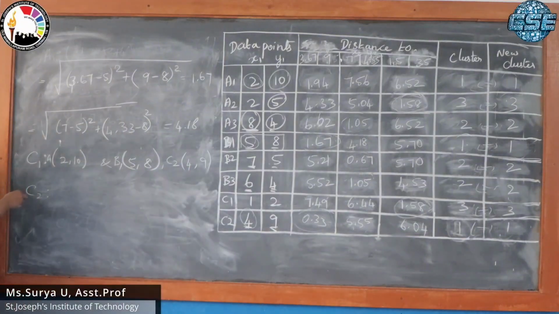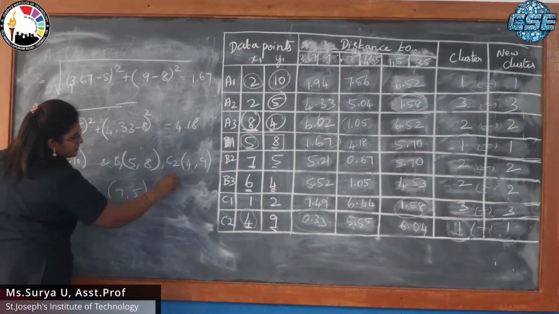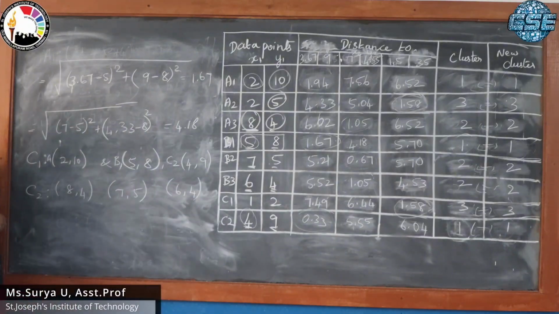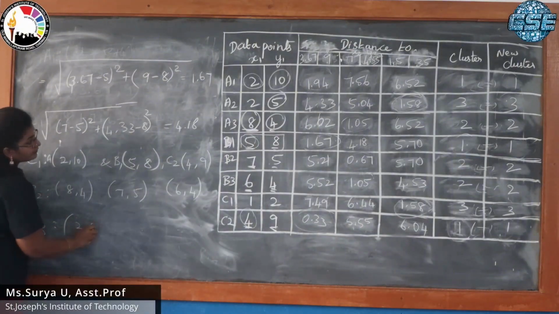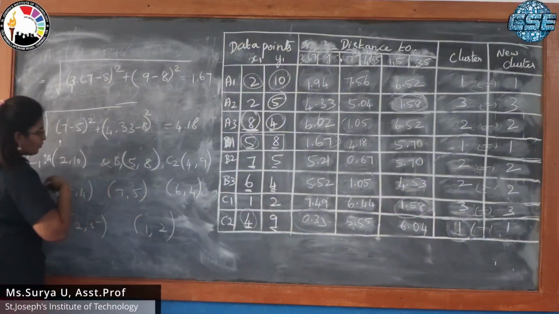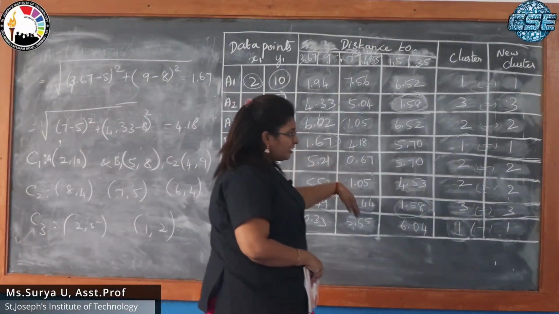And what about the second cluster? You have 3 values again for the second cluster. So 8 comma 4, 7 comma 5 and 6 comma 4. These data points belong to your second cluster. How about the third cluster? The third cluster has 2 data points, that is 2 comma 5 and 1 comma 2. These 2 points belong to your third cluster. Okay, this is your final output.